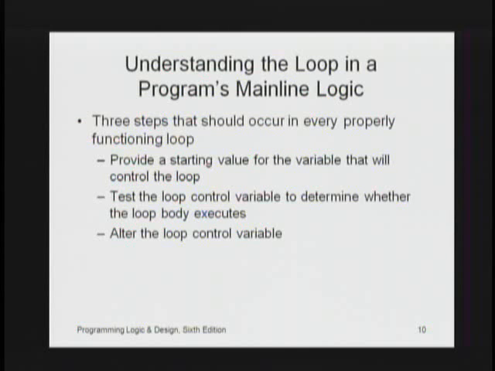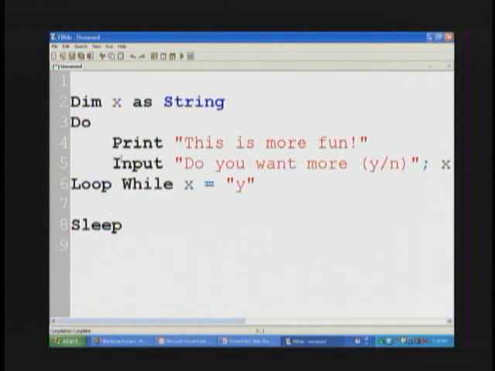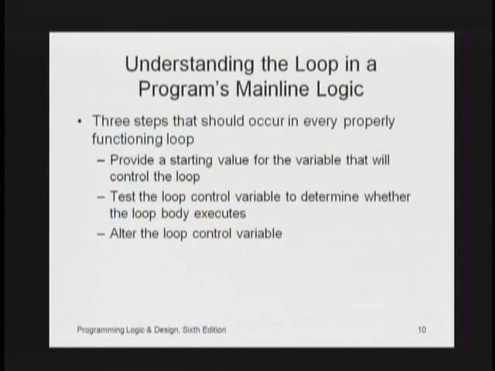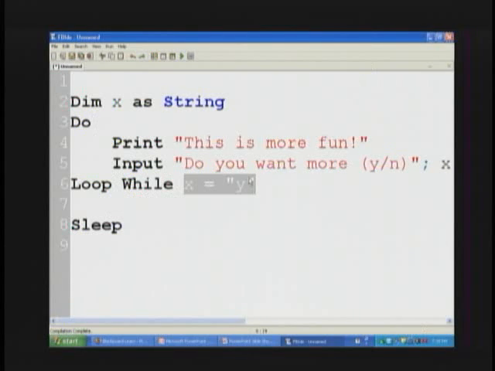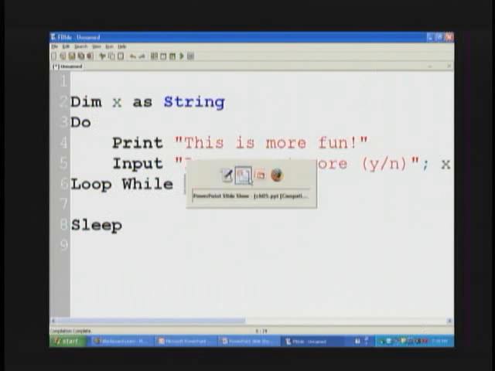Test the loop control variable to determine whether the loop body executes. Obviously you have to do that. That is critical. A loop has to have a test. If you don't test it, it's not really a loop. So that's a critical thing. And altering the loop control variable, again, if you don't do that, you've got an infinite loop. So that's important too.